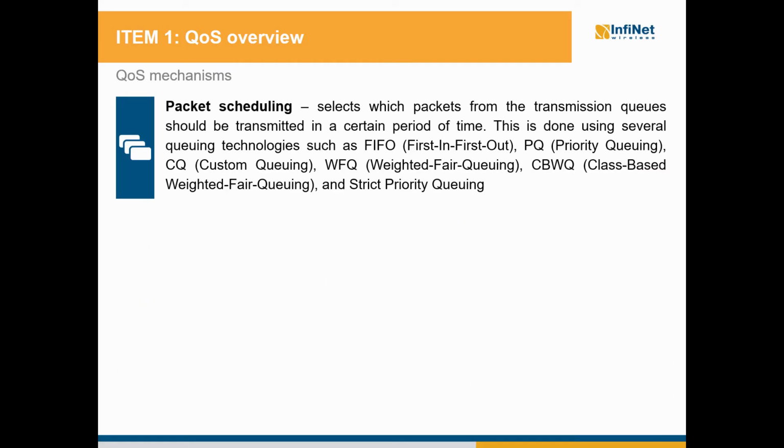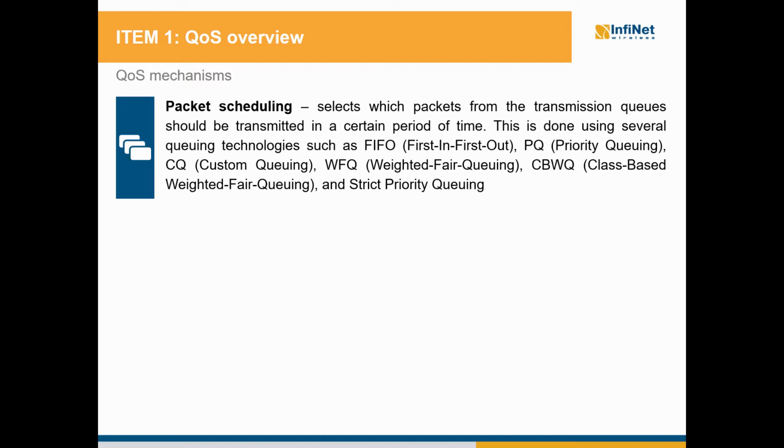The next important QoS mechanism is packet scheduling, which involves deciding which packets from the transmission queues should be transmitted in a certain time interval. This is done using several queuing techniques such as first in, first out, priority queuing, custom queuing, weighted fair queuing, class-based weighted fair queuing, and strict priority queuing.